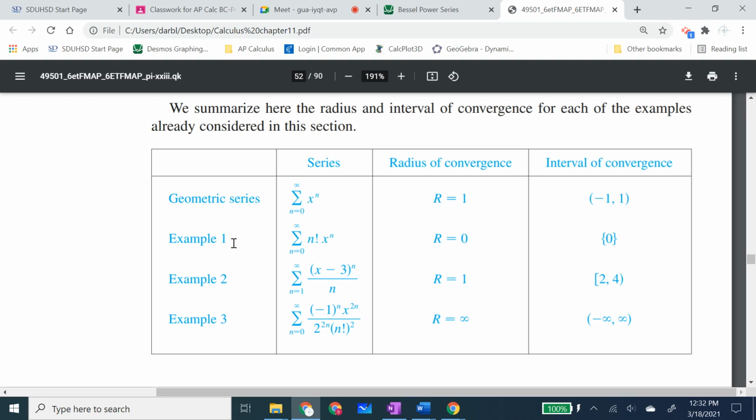For the second example we did, we got that it converged only at 0, and this is the way that they write it, which means the radius of convergence is 0. But sometimes we actually get that it just flat out converges no matter what x is. And in that case, if you're asked for the radius of convergence, know that it is infinity. And then the interval of convergence is just everybody, negative to positive infinity.